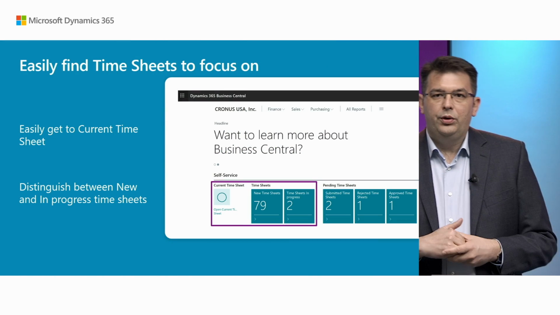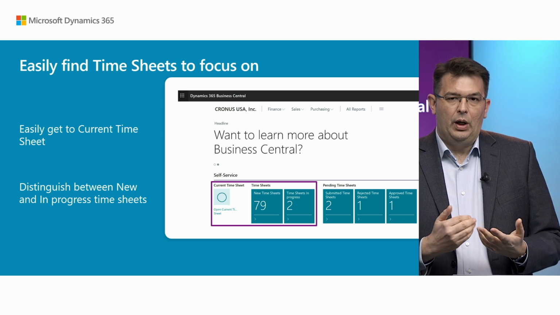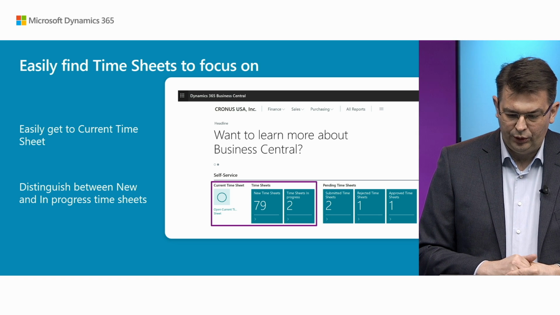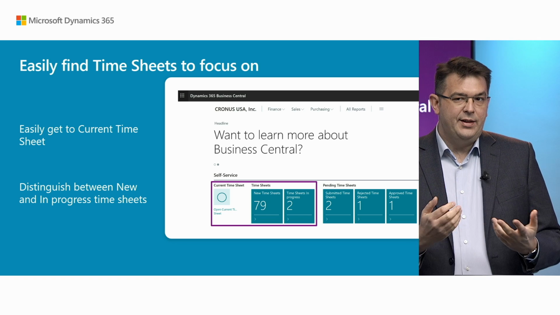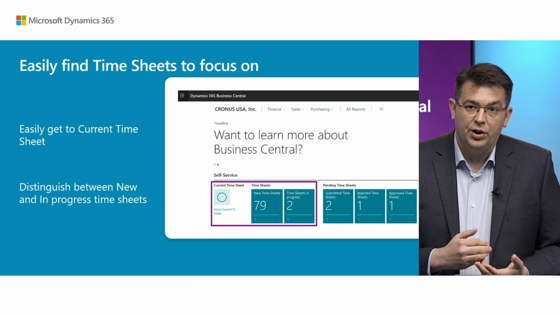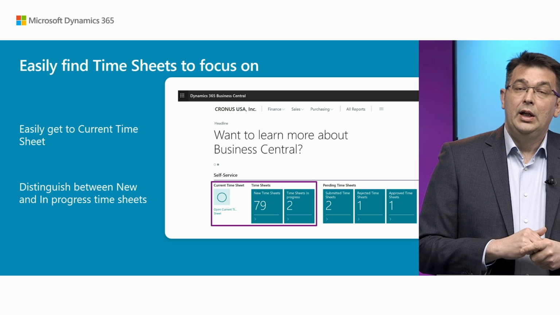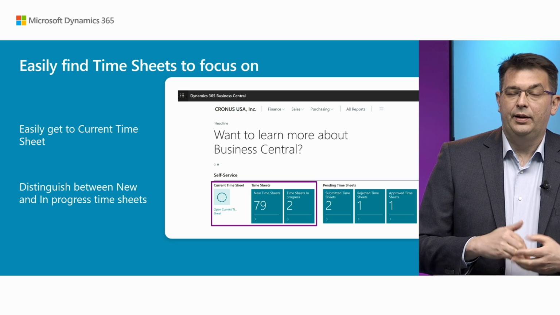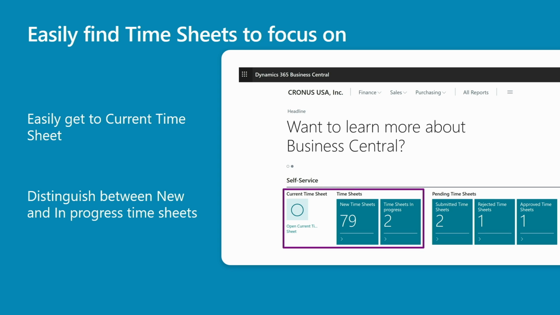So the first thing that you want to do when you work with the timesheets, you want to spend as little time as possible trying to figure out what is the current timesheet that I want to do. So the self-service part, which is part of almost all of our role centers, now has a new tile. It also has a new action that takes you directly to a current timesheet that is based on the work date that is set in the product. What you can see, there's a new tile with the name New Timesheets, which contains all the timesheets where you don't have any lines entered that you haven't started working on yet.